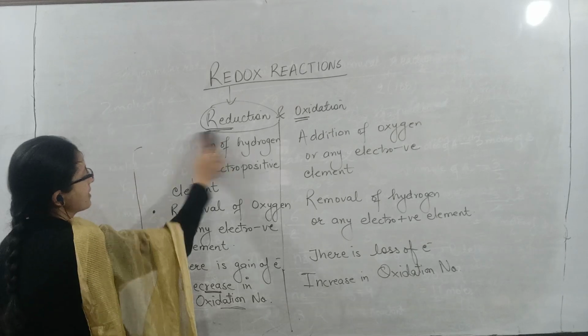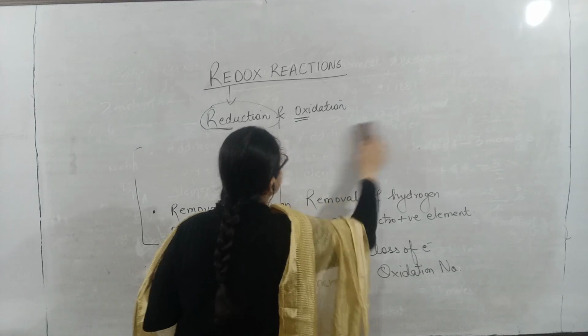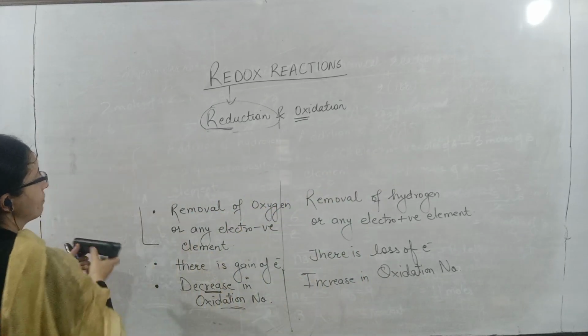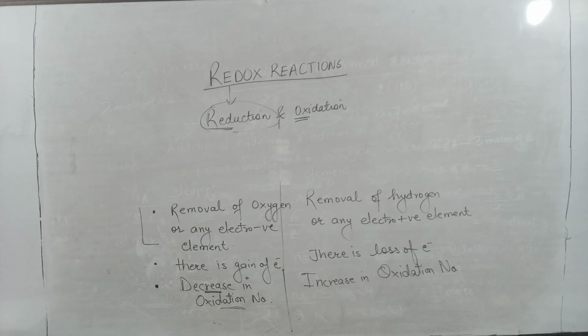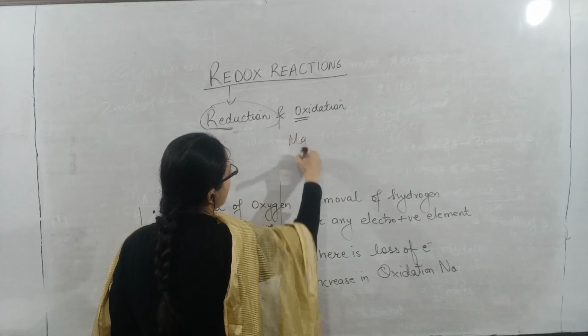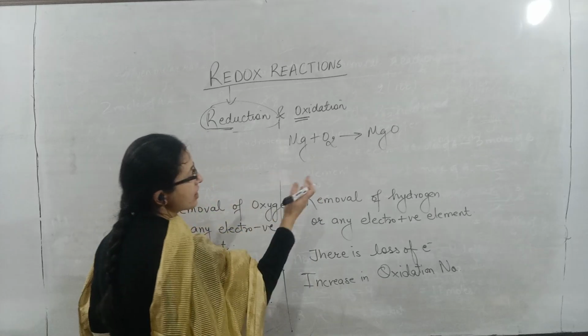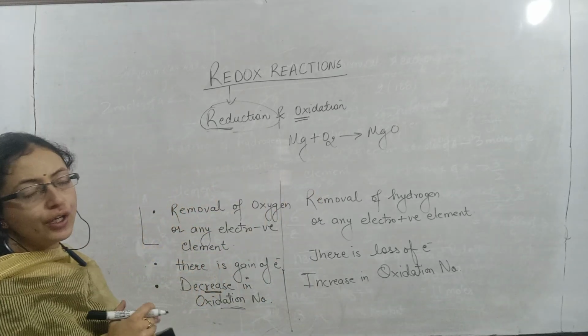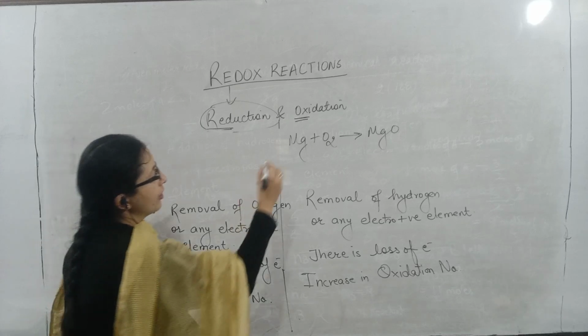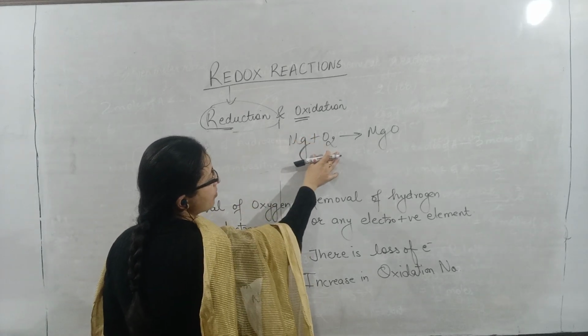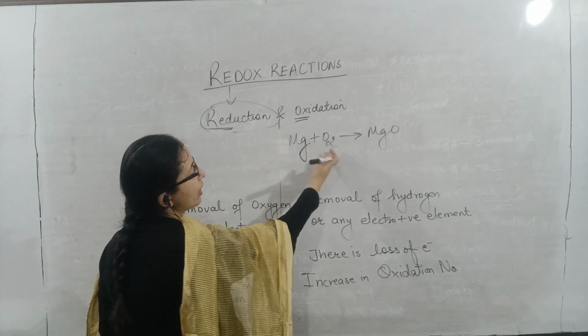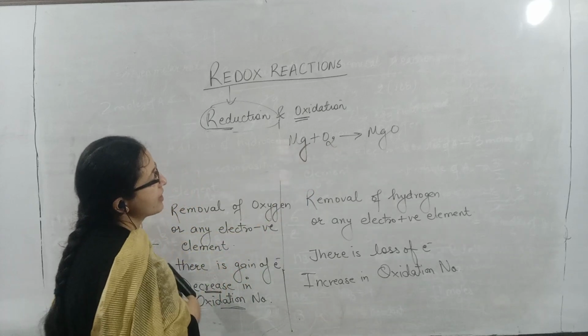Now let's see a few examples. Like magnesium plus O2. Addition of oxygen. There are so many substances. We add oxygen to elements and we get oxides. So formation of oxides. Magnesium plus O2, we get magnesium oxide. Addition of oxygen. So that way we can see.